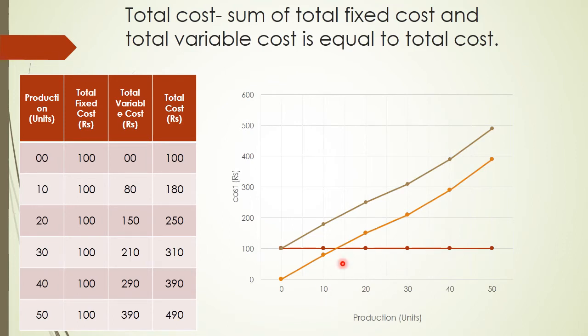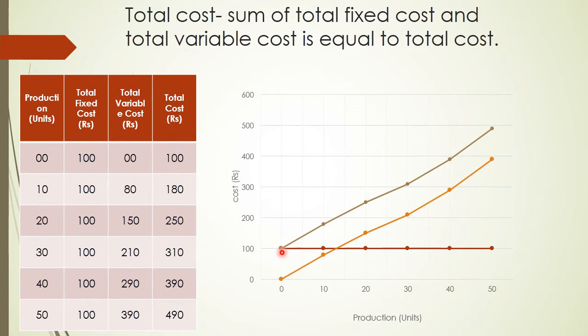Now here you can see the graph. This line shows you the fixed cost. Whether you produce any unit, your fixed cost is 100. That is, it remains the same. Then second comes your variable cost, that is 0, then 80. So this yellow line shows your variable cost.